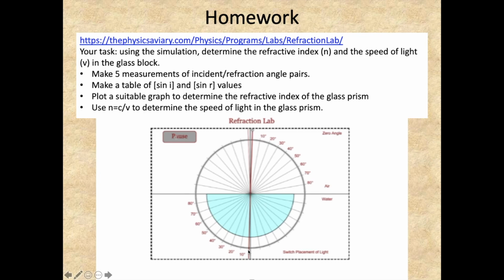Once you have 5 pairs, make another table of sine values of those angles. So you're going to have a table of I versus R first, and then a table of sine I versus sine R. And then looking back at how index of refraction is calculated using Snell's law, figure out a way to plot a suitable graph to determine the refractive index of the glass prism. Once you have the refractive index from your graph, determine the speed of light in the glass prism.